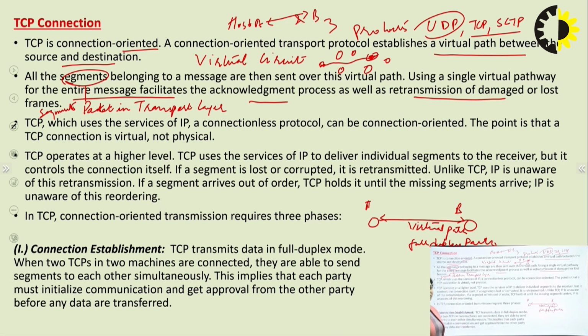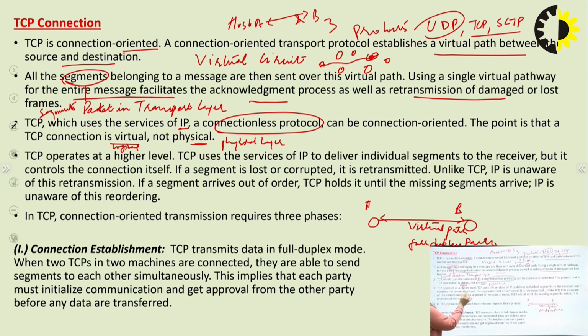TCP uses the services of IP. IP is Internet Protocol, which is totally connectionless protocol. You are using here totally connectionless protocol IP, which is used in network layer, and over that, in transport layer, we are using TCP, which is fully connection oriented. The point is that TCP connection is virtual, not physical. Virtual means logical, not physical, because physical connection is only made at physical layer. So in transport layer, we are transferring the data, we are making the connection, but it is totally logical connection.